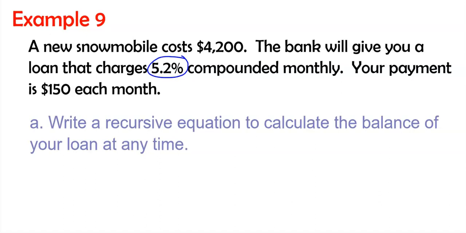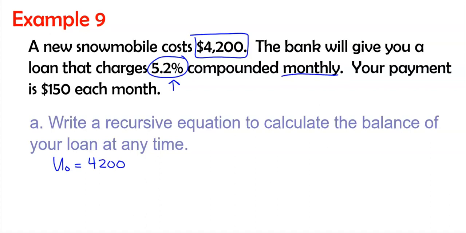So let's go ahead and do this. We're kind of putting together everything that we've done here. So write a recursive equation. First thing is to remember that we need to start with u sub 0 because it's a time problem. So that's our original cost. Our original cost is $4,200. Okay. Then what's happening? Well, two things are happening. The bank is increasing what you owe, unfortunately. So the bank is taking your $4,200 and they're charging you interest on it, and it's compounded monthly.